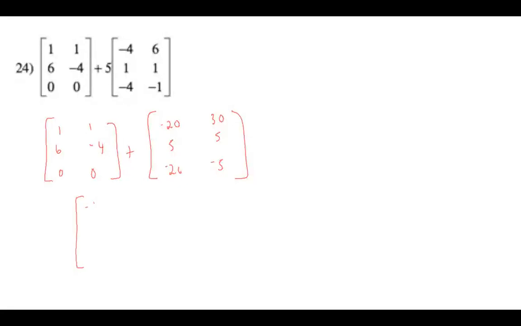1 plus negative 20 is negative 19. 1 plus 30 is 31. 6 and 5 is 11. Negative 4 and 5 is 1. 0 and, I can't read my own handwriting, negative 20 is negative 20. 0 plus negative 5 is negative 5.